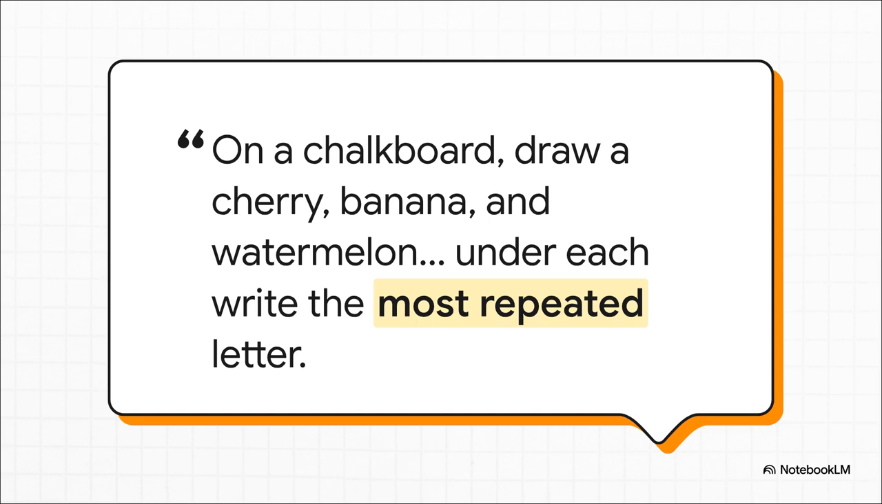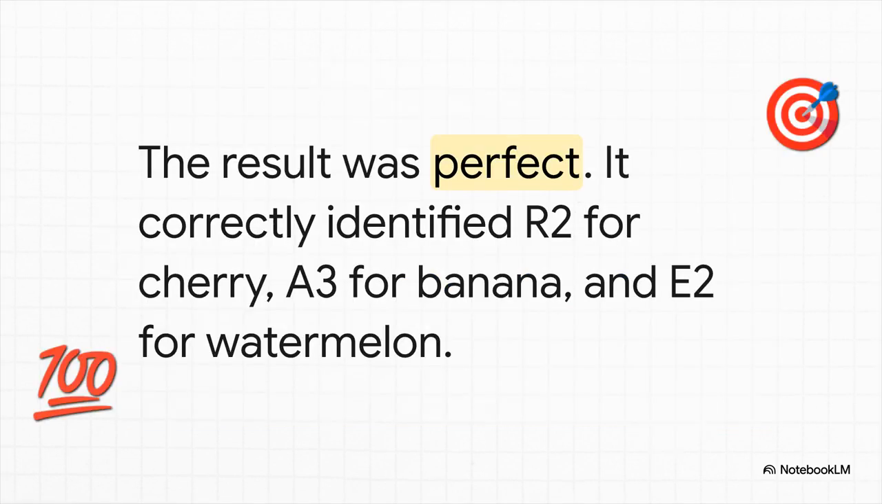First, it has to draw 3 different fruits. Then, it has to analyze the spelling of each word. Then it has to find the letter that repeats the most, count how many times it repeats, and then write that result correctly underneath each specific drawing. And the result? It was perfect. It nailed it. It correctly figured out R2 for cherry, A3 for banana, and E2 for watermelon. It followed every single logical step without making a single error.